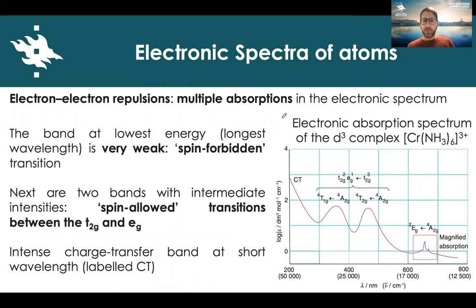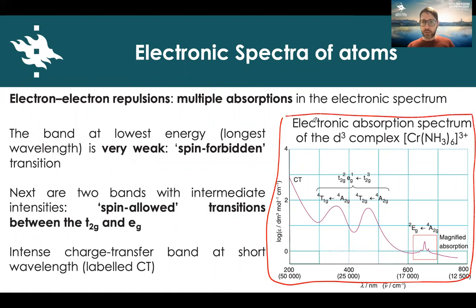Okay, so here we have an example of the electronic spectra of a complex containing chromium 3+, which is a d3 complex. Here we have octahedral geometry, so we have this kind of splitting of the d orbitals. Here we have energy. If it's a d3 complex, this is the electron configuration on the d orbitals of the metal.